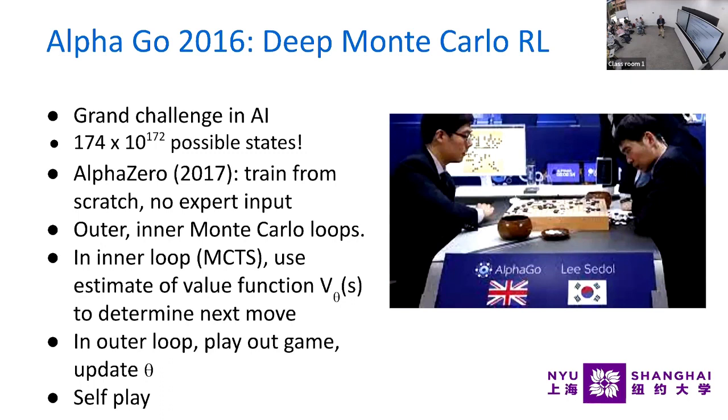This algorithm has an outer loop and an inner loop, and both of them are using Monte Carlo ideas. So, two Monte Carlo loops. In the inner loop, they use this thing called Monte Carlo tree search. How many of you have heard of that? Anyone here ever hear that? A few of you have heard of it. Monte Carlo tree search was already being used in Go before this came around, but without deep learning.